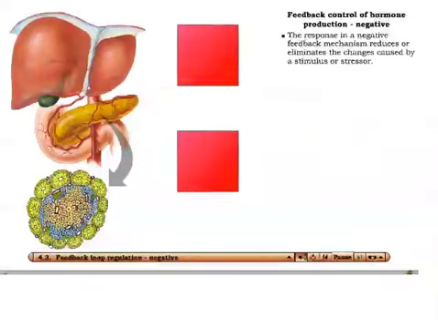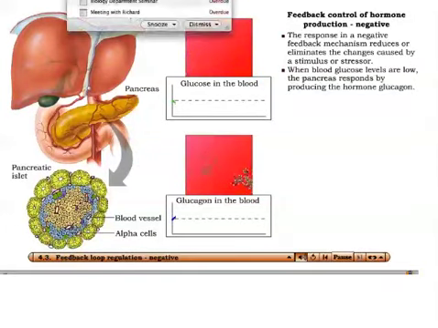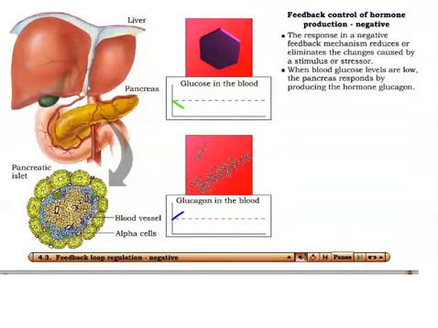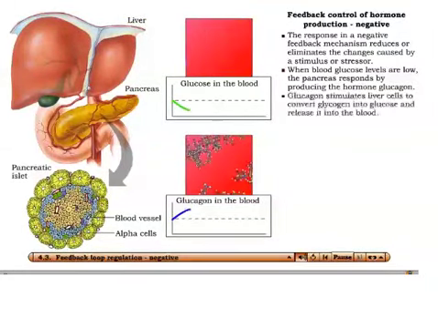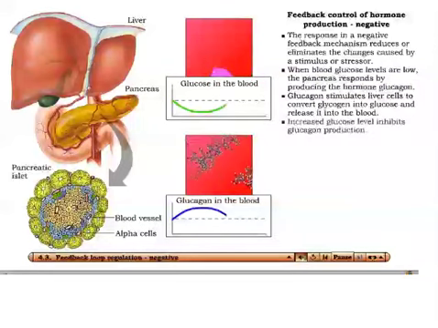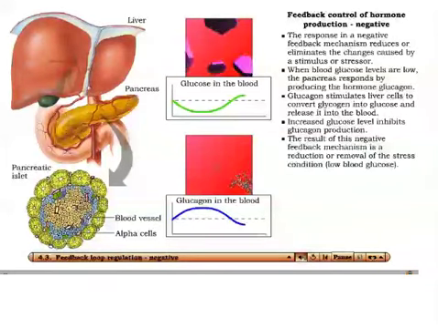A negative feedback mechanism is one where the response reduces or eliminates the changes caused by a stimulus. Glucagon is the hormone produced in the pancreas in response to decreasing levels of glucose in the blood. Glucagon stimulates liver cells to convert glycogen into glucose and release it into the blood. As a result, blood glucose levels begin to rise. As the increase in blood glucose level approaches a normal homeostatic condition, glucagon production is inhibited.